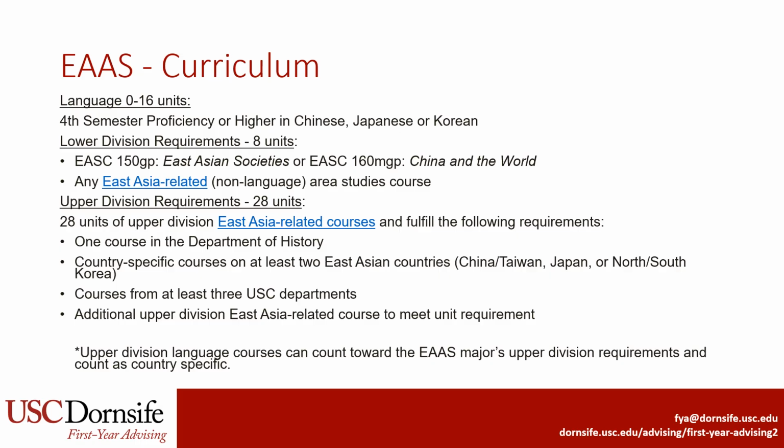Next, students will take 28 units, about 7 courses, at the upper division 300 or 400 level. These can be Area Studies or advanced language classes. While taking these upper division courses, you will need to meet the following requirements.